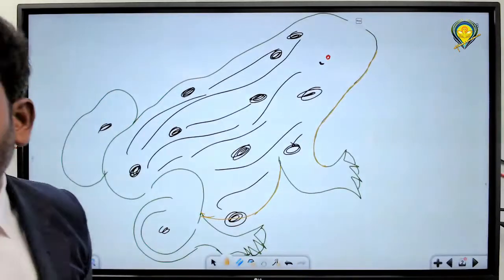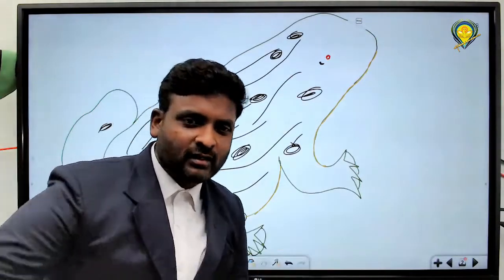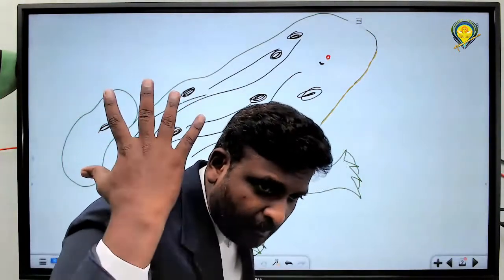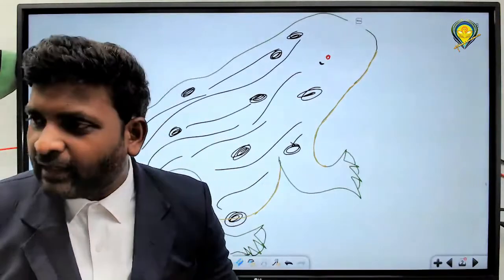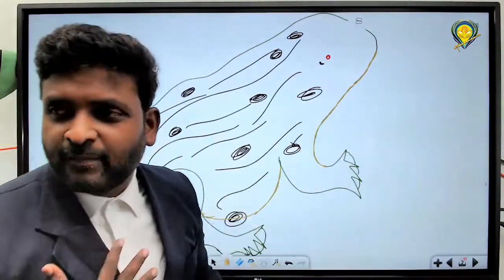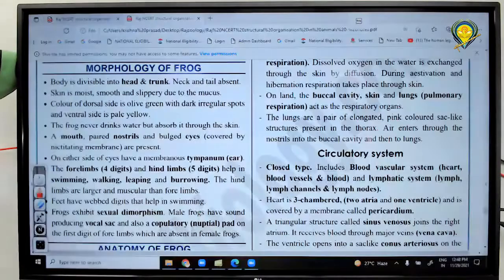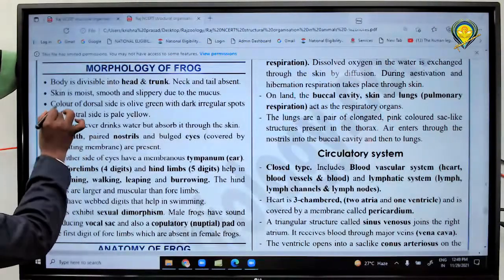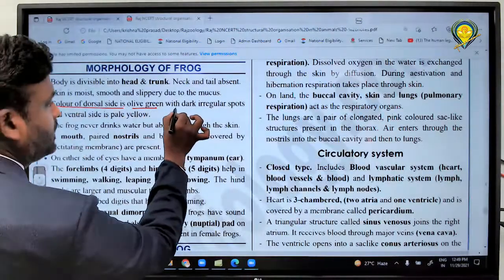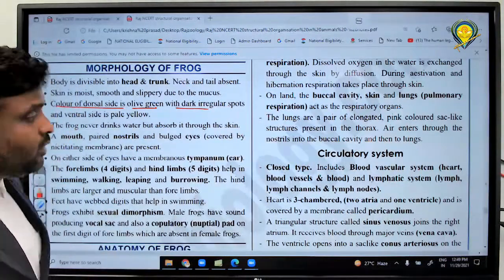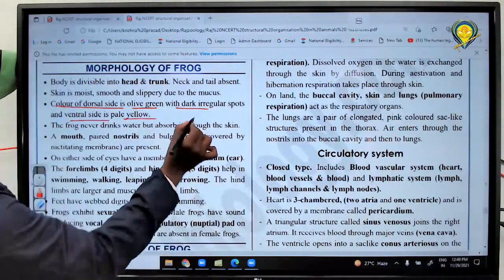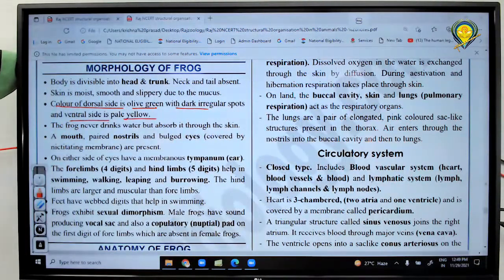Got it? Dorsal is what? Olive green, right? And the ventral is pale yellow. You can find it here, right? So the color of the dorsal side is olive green with dark irregular spots, what I showed you now. And the ventral side is pale yellow. Got it, all of you?